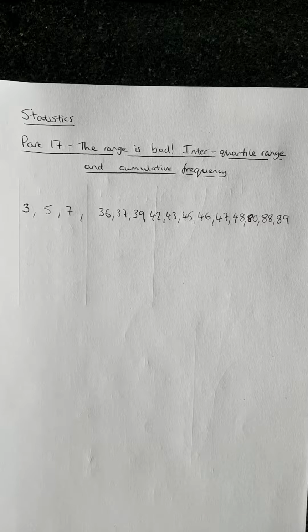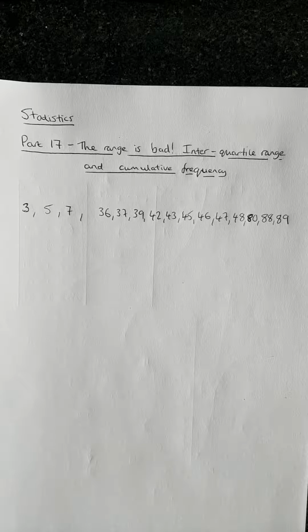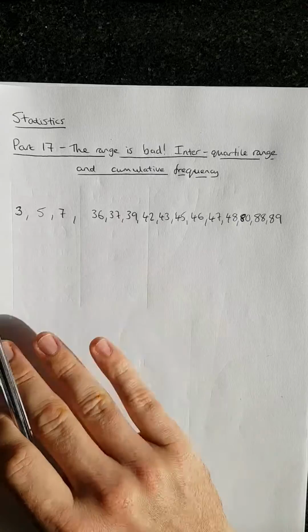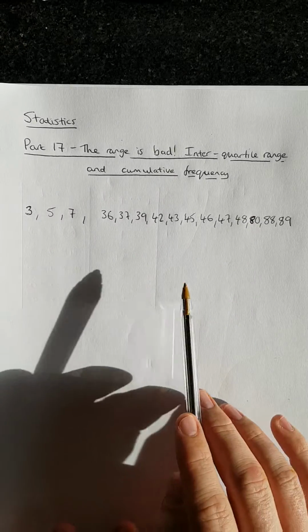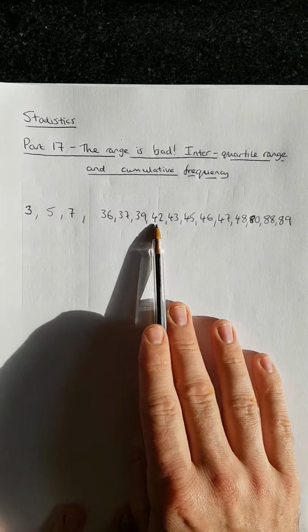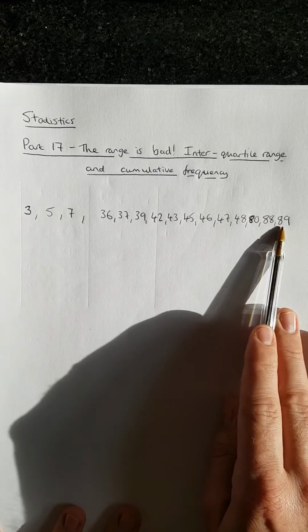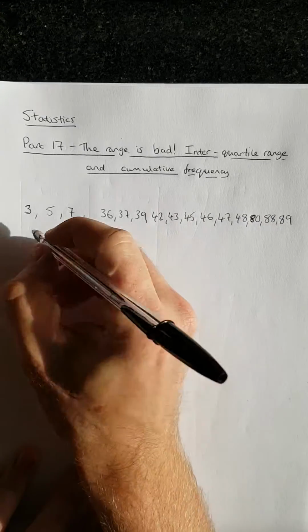Okay, what we've got here is a very strange data set. Why is it so strange? Well, if we tried to analyse it, I reckon we'd find the median is somewhere in here. We'd find the mode doesn't exist. The mean would be about a 40 something. But look at these end values.